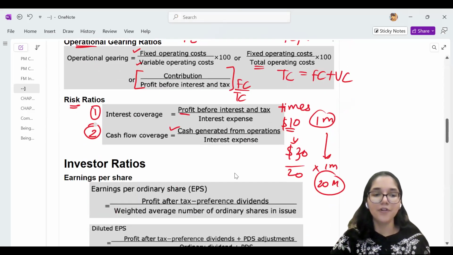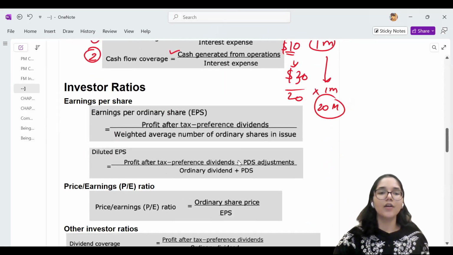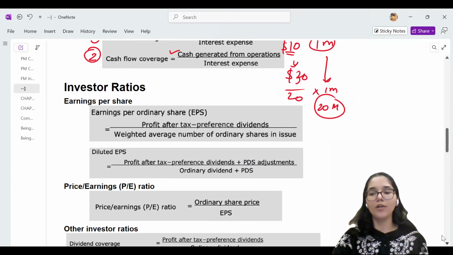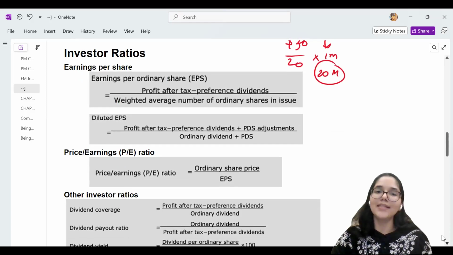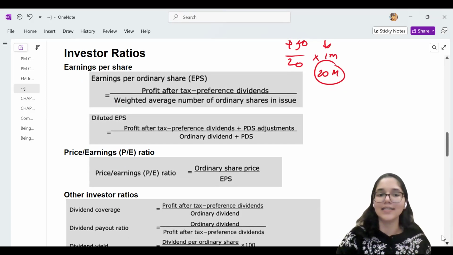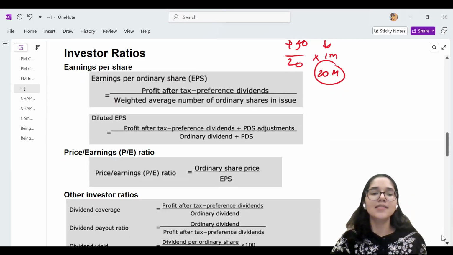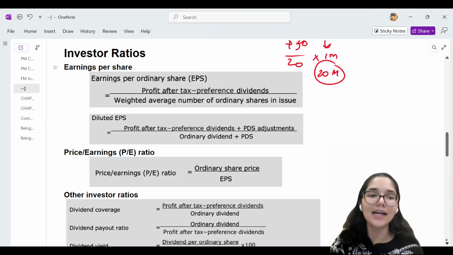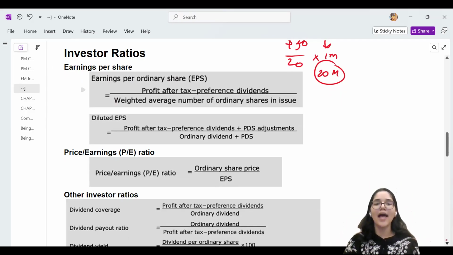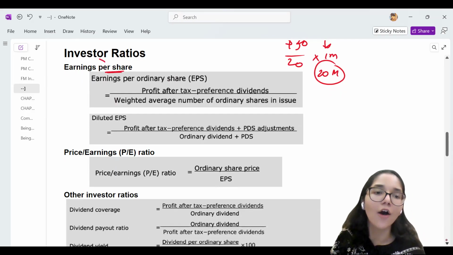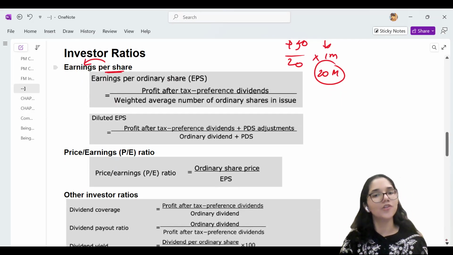I will proceed further now to the next category of ratios, which is also the last category, the investor ratios. So, investor, you all know who is an investor? The person who has invested his money in a company to earn a return is called an investor. Within investor ratios, these are the different ratios that we have. First ratio is the earnings per share ratio.